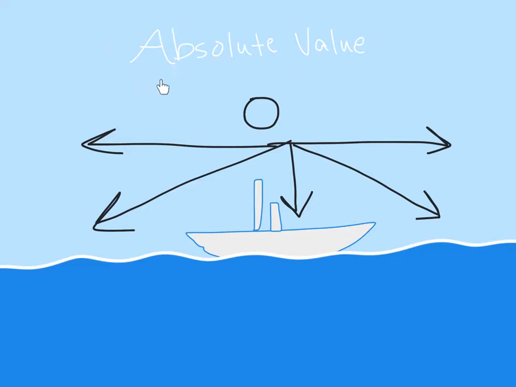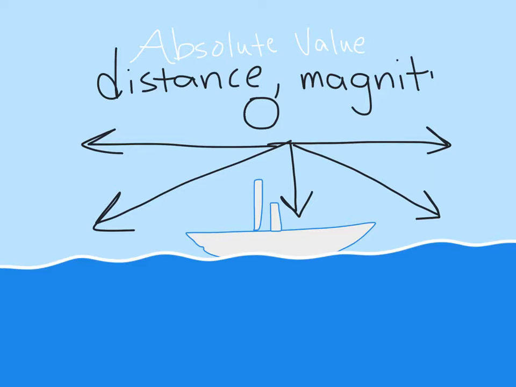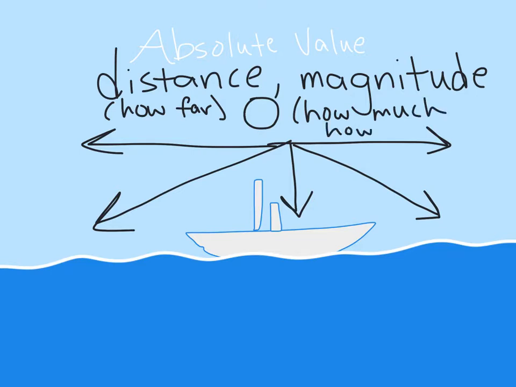We see things in distance, which is what I'm talking about, and we can also see things in something I'll talk about in a second called magnitude. These are just fancy words for the simple ideas of how far, how much, or how many. When we think of it this way, it becomes a lot simpler to realize that absolute value is always positive.